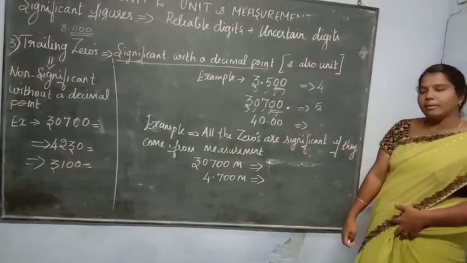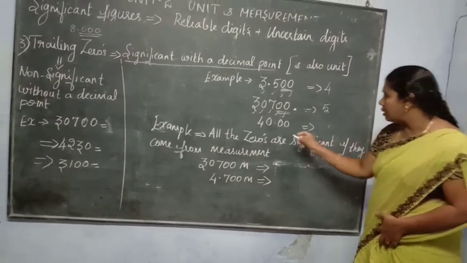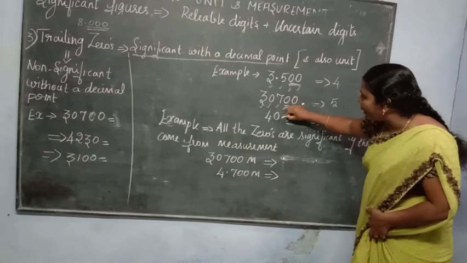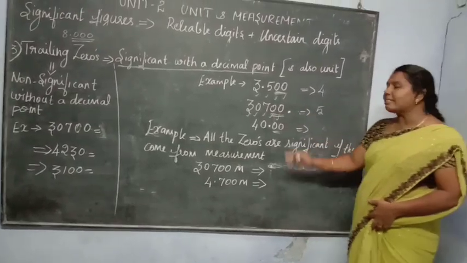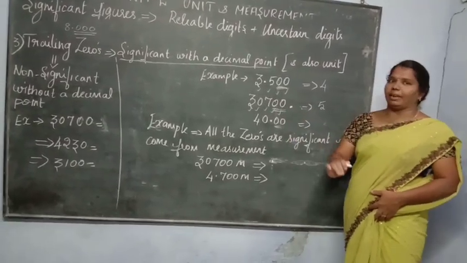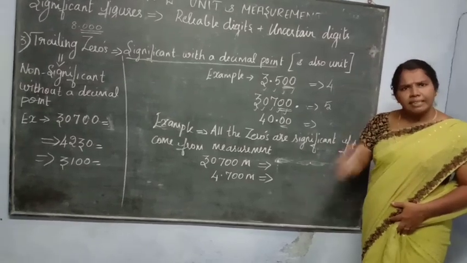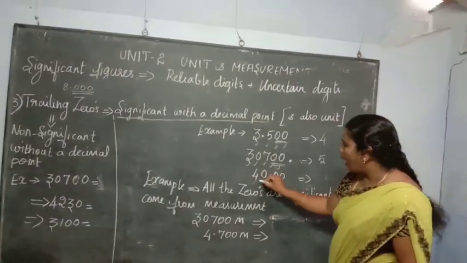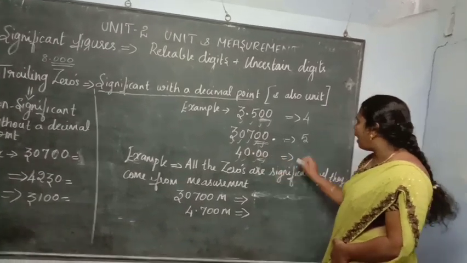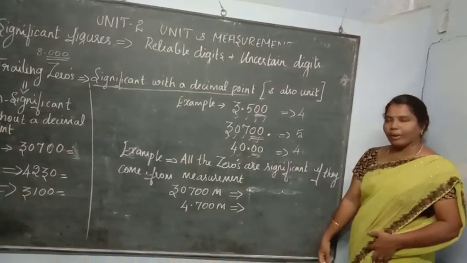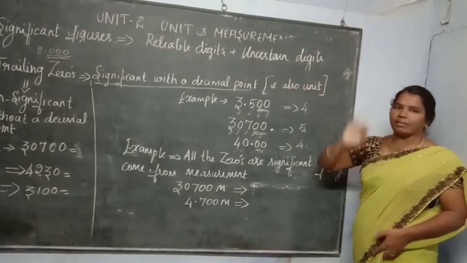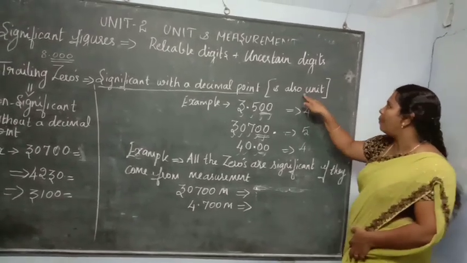And third example, see here, 40.00. Where are the trailing zeros? This is the trailing zeros. The trailing zeros are followed by the decimal point, so they are significant. If it is significant, you just count the number of digits: 1, 2, 3, 4. How many digits is that? 4. So this is the way of finding whether it is significant or not. Then I will give the next examples now.